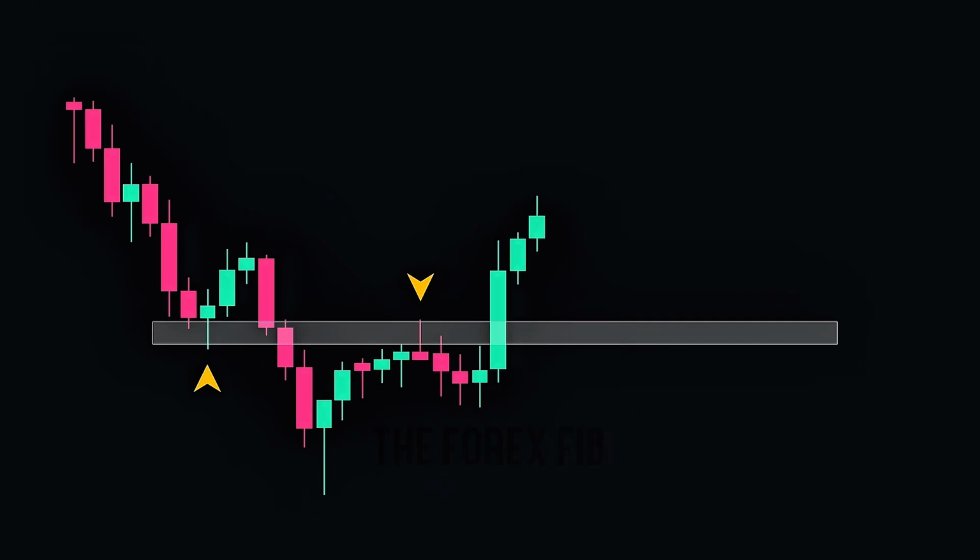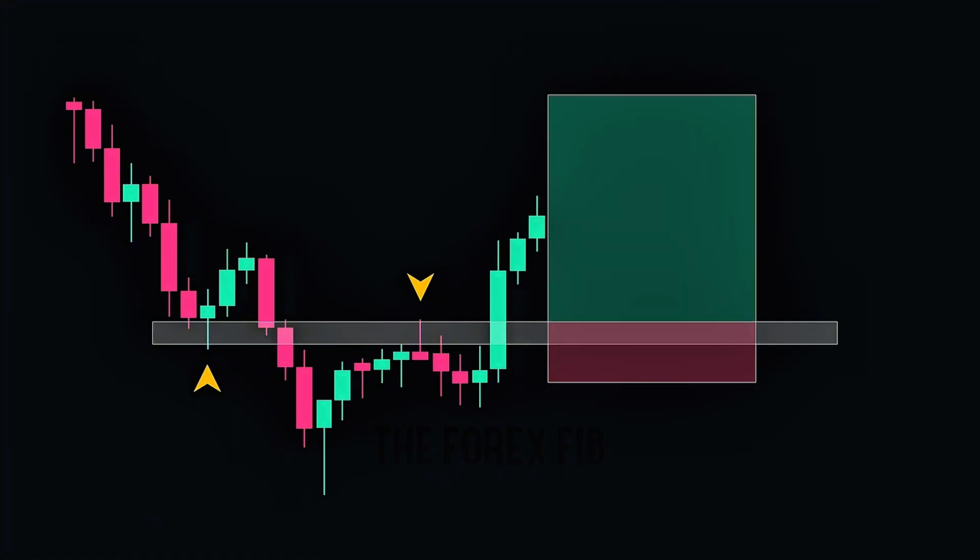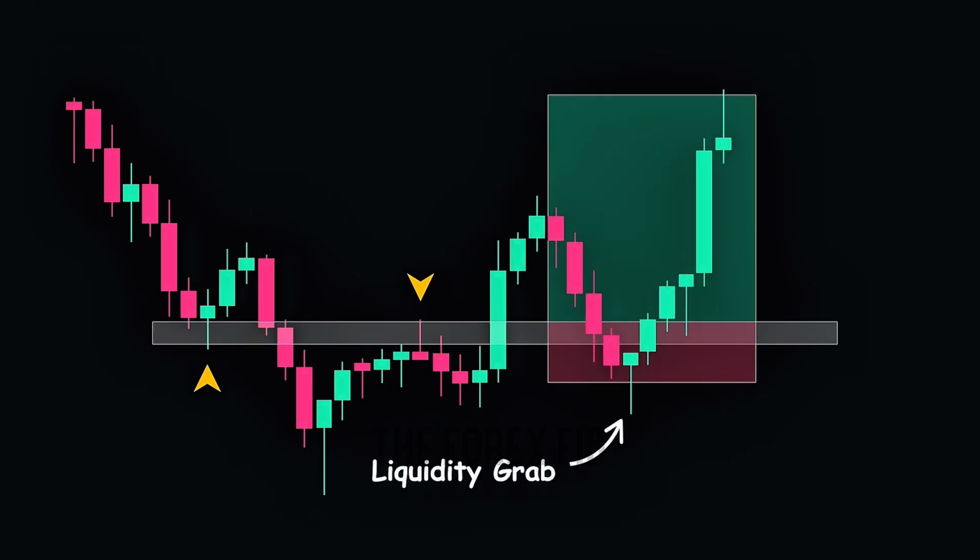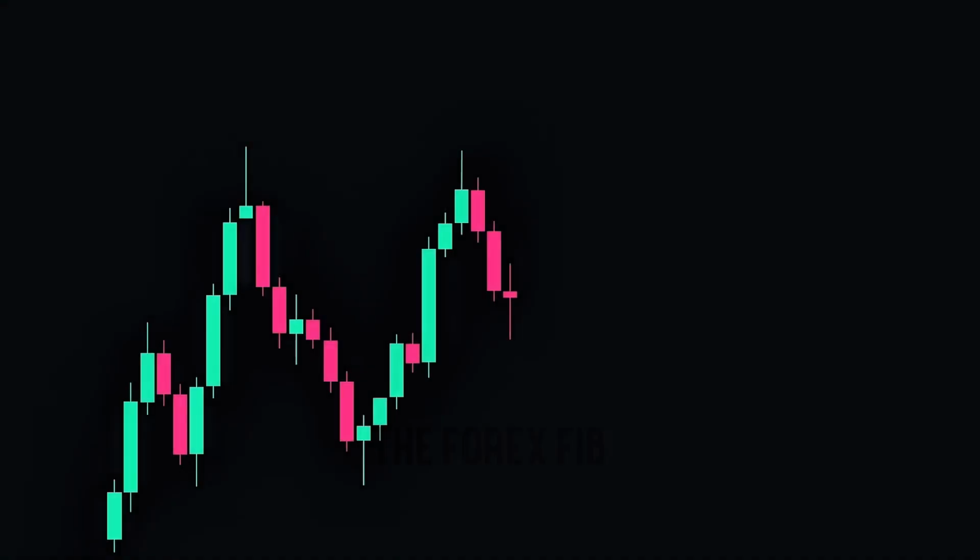If they want to buy this asset, they need sellers in the market. In other words, they need liquidity. When retail traders enter at this level, they usually place their stop losses just below it. Smart money hunts these stops to gather liquidity to fill their own buying orders. In another example, imagine smart money wants to sell this pair. To do that, they need liquidity to fill their large orders.